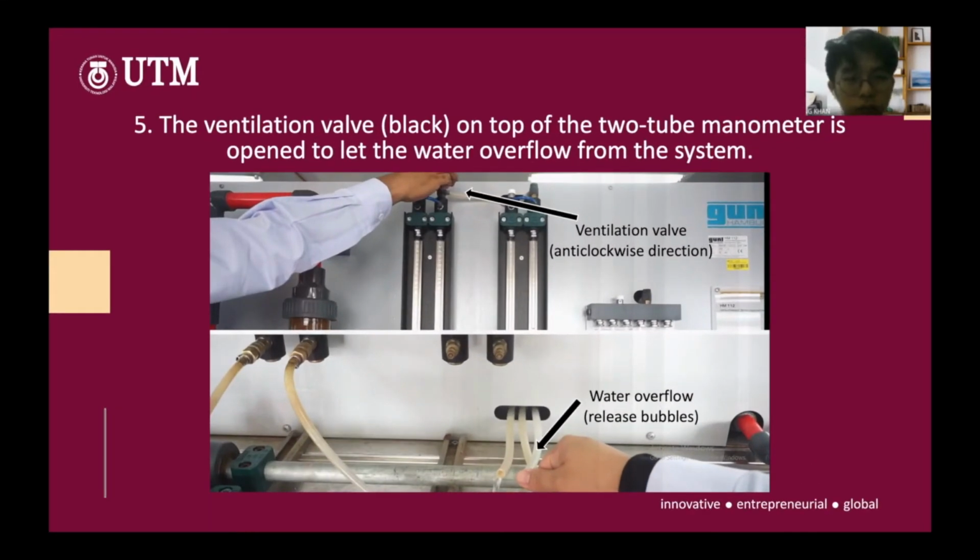The fifth step is that the ventilation valve, the black one on top of the two-tube manometer, is opened to let the water overflow from the system. From the image you can see it is opened in the anti-clockwise direction, and the water will overflow and the bubbles will be released, so that errors in the experiment can be prevented. Next.